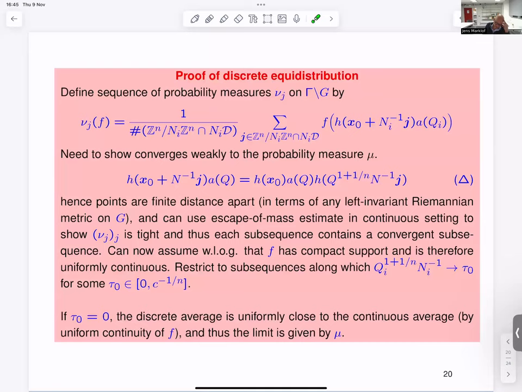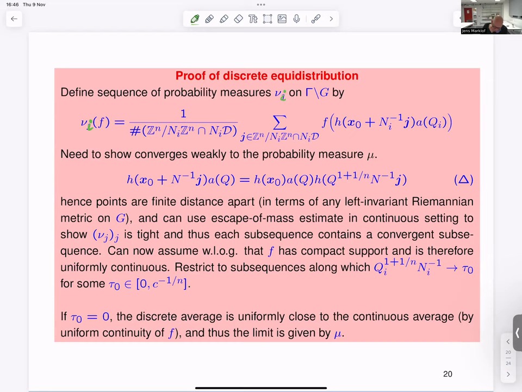So the first thing I do is I define a probability measure, nu j, and this is again a typo, that should be nu I. So I define a sequence of probability measures, nu I, by simply fixing a subsequence of integers n_i here. These are my scales over which I sum. And so I have a sequence of probability measures. And what I would like to prove is that any such subsequence converges to my limiting Haar measure mu. Good.